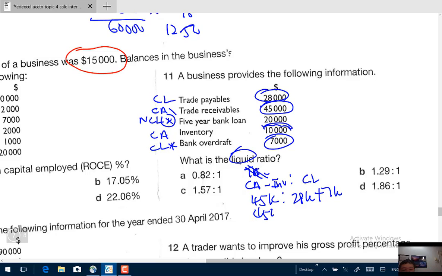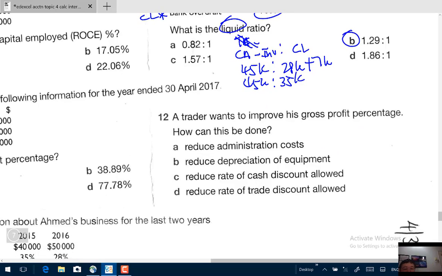So it's 45k is to 35k. Okay? Take a calculator, work it out, and your answer should be 1.29 is to 1. Answer is B. Okay, one last one. A trader wants to improve his gross profit percentage. What do you do? Gross profit percentage is defined as gross profit over sales times 100%.